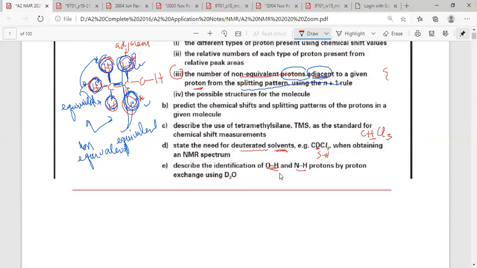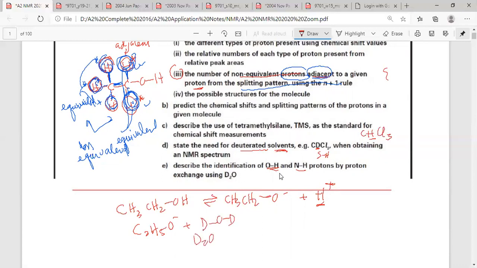Now, what does it mean? It means that if this is your ethanol, okay? Because ethanol here is a bit acidic. Use CH3CH2O minus. Why acid? Acid means proton donor. So when this is here, the C2H5OH can react with DOD, which is D2O, heavy water, to give you C2H5OD plus HOD.